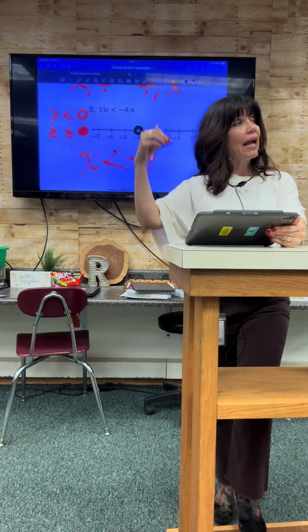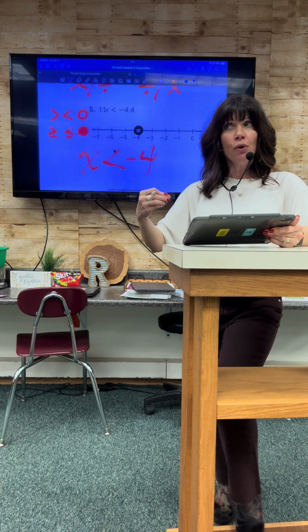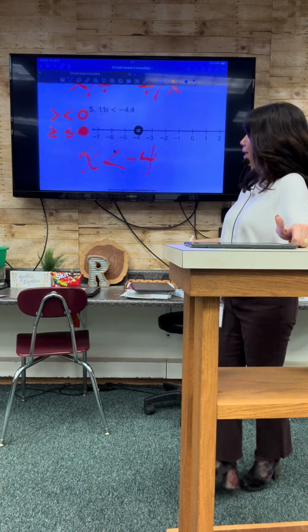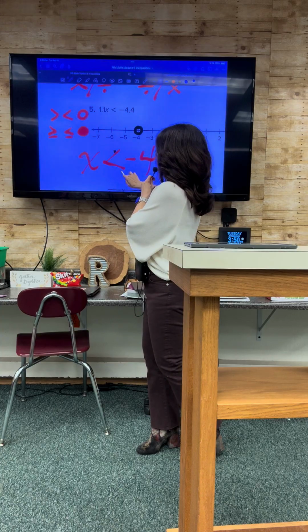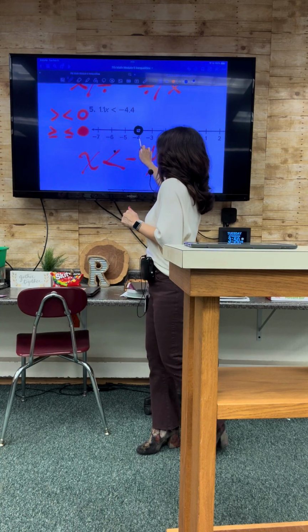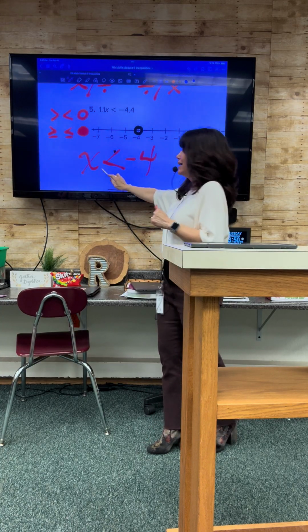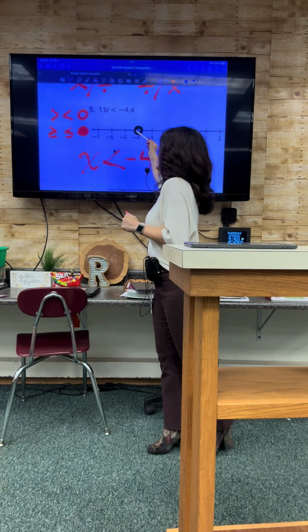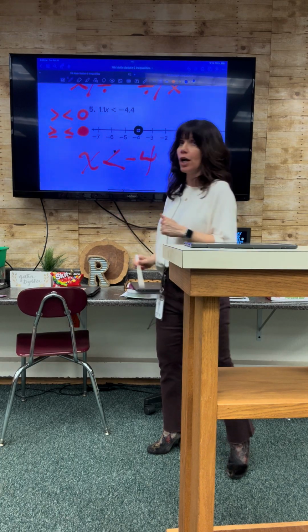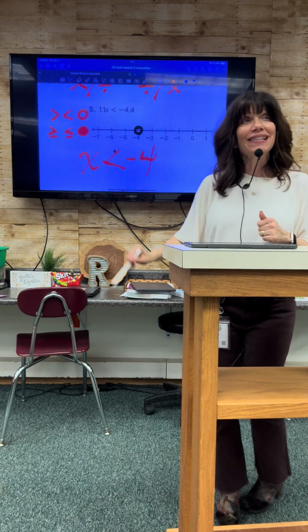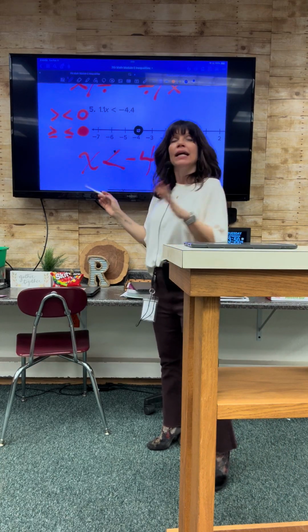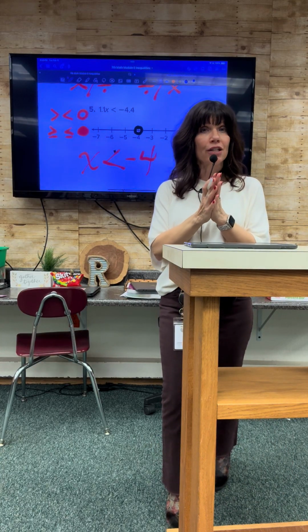Guys, it acts like a handle to hold on to the arrow, but you don't fill it in because when there's no equal, it means it will not include negative 4. X can be any amount that is what than negative 4? What does the sign say? Less than.